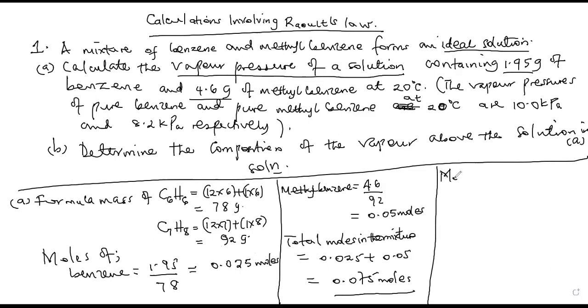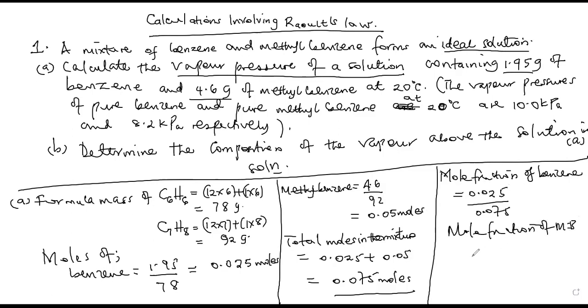So the mole fraction of benzene is going to be equal to the moles of benzene, 0.025, out of the total moles, 0.075. Then the mole fraction of methylbenzene is going to be equal to the moles of methylbenzene, 0.05, over the total moles, 0.075.